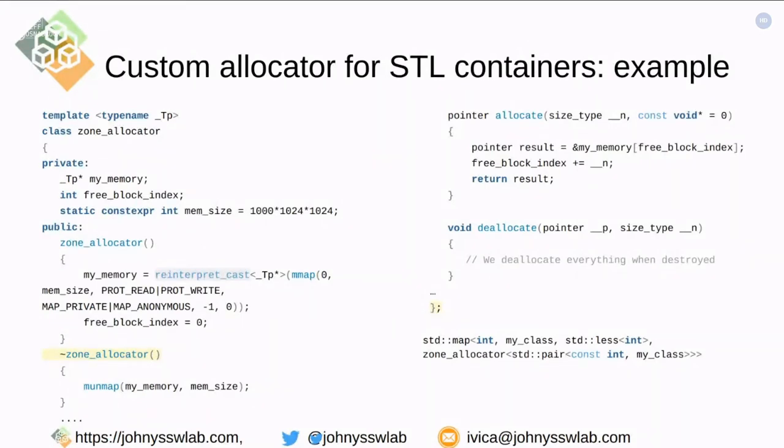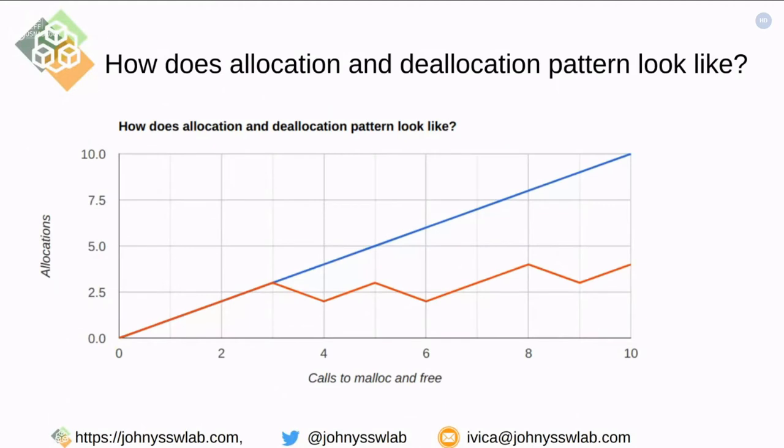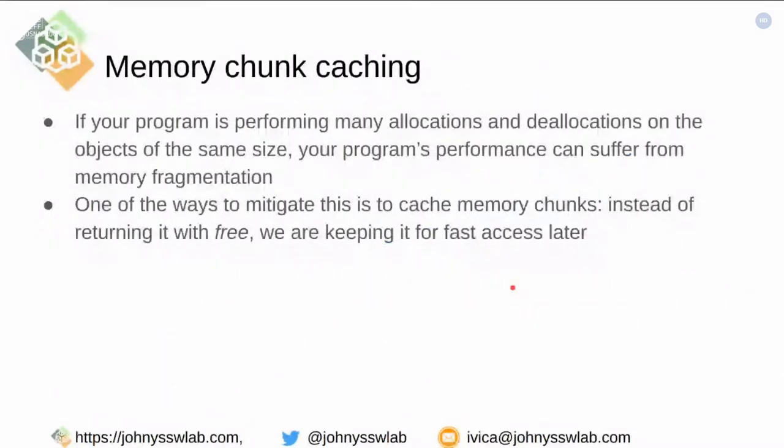Yeah, thank you. Questions, more questions? Okay, moving to the next slide. So this was related to the zone allocator. Why do we need zone allocation? One question you want to ask yourself is what does the allocation pattern look like? Is it growing or is it zigzagging like this? Because that will tell you what kind of strategy you can use.